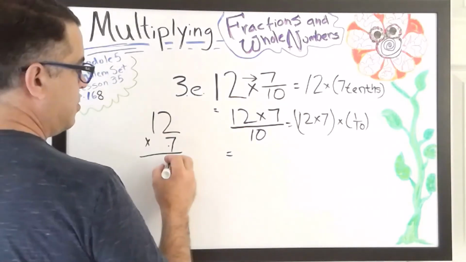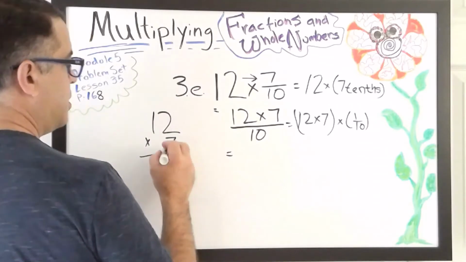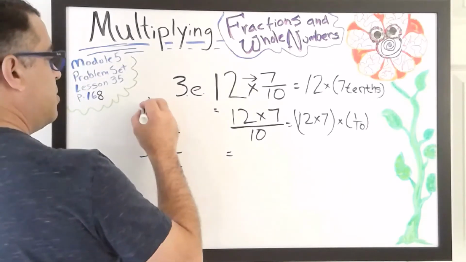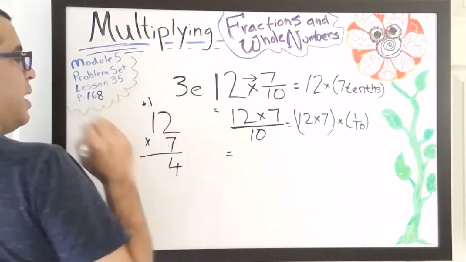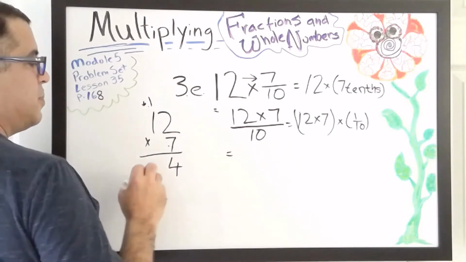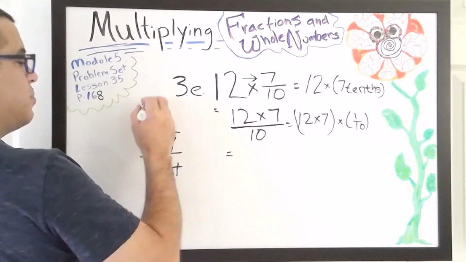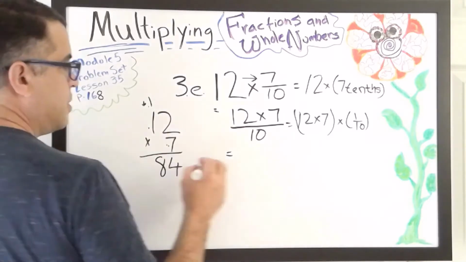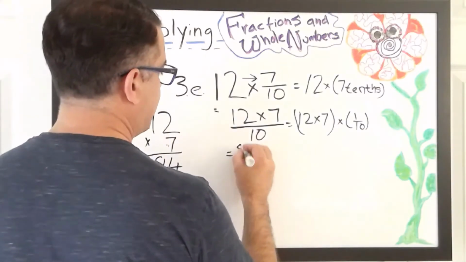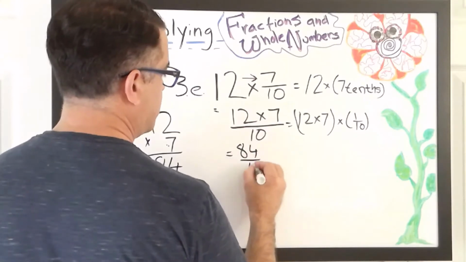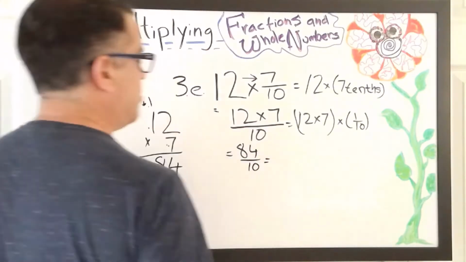7 times 2 is 14. Plus 1 over here. You have to add 1 to the 10th place after we multiply. 1 times 7 is 7. 7 plus 1 is 8. So that equals 84/10. I want y'all to get used to changing this back into a mixed number.